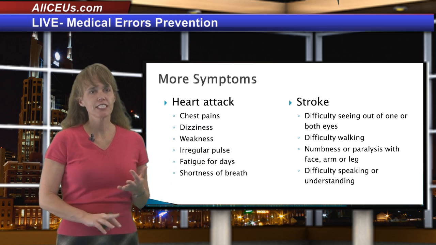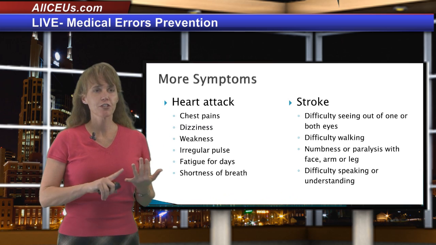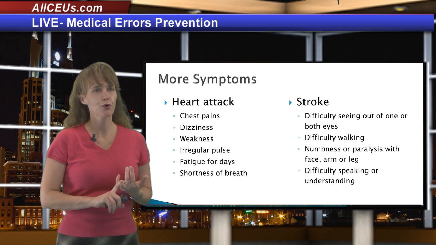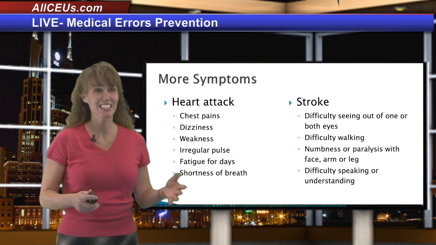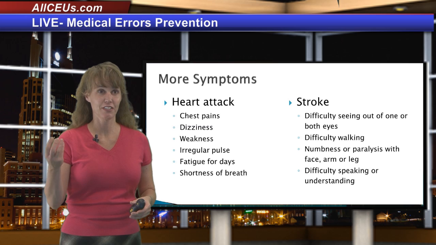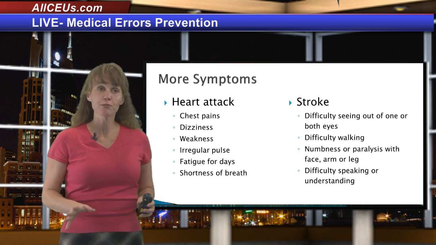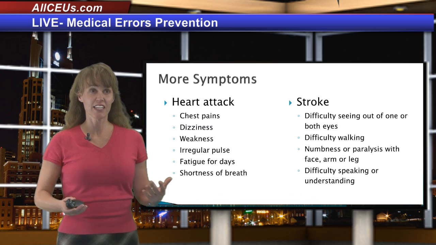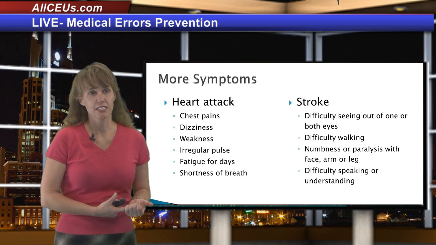Stroke: difficulty seeing out of one or both eyes. They start getting blurry vision. Difficulty walking. Numbness or paralysis in the face, arm, or leg. Numbness or paralysis anywhere, except, like, if they know they have carpal tunnel and their fingers go numb sometimes, probably needs to be checked out. But if it's sudden and it's over a big body part, immediate medical attention.